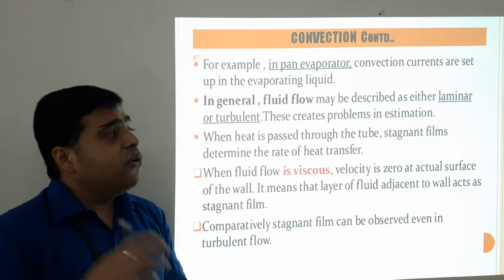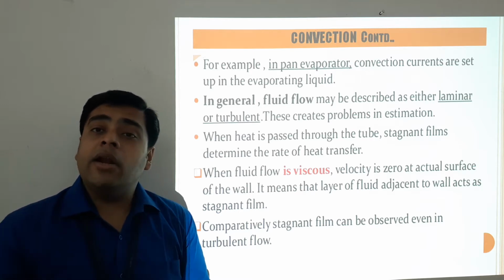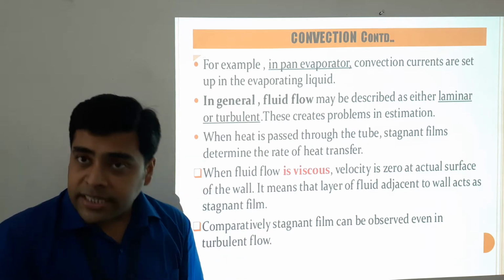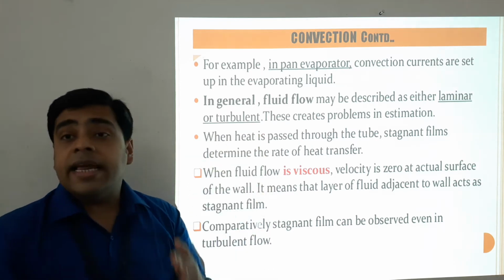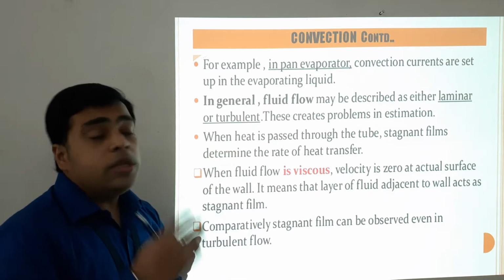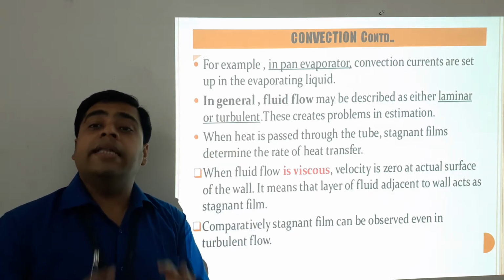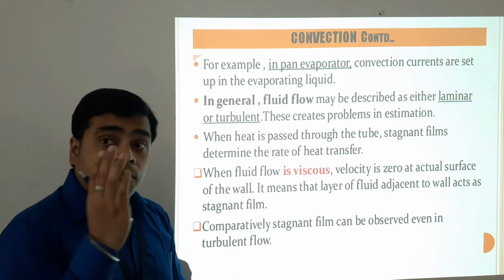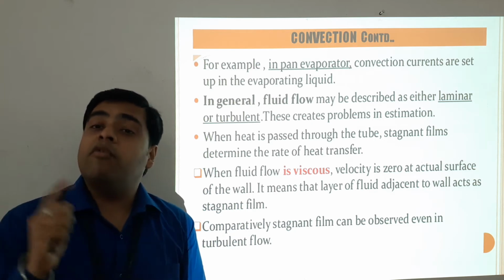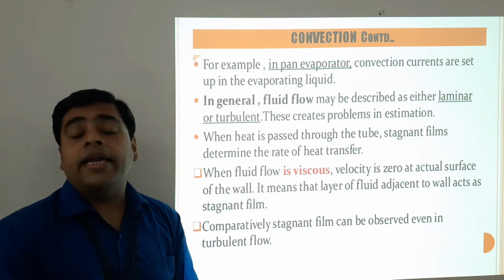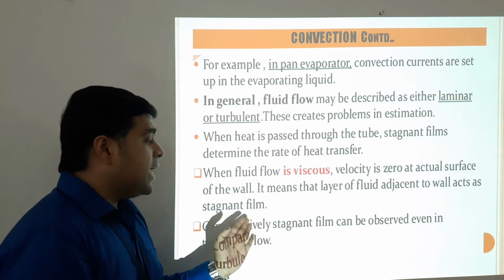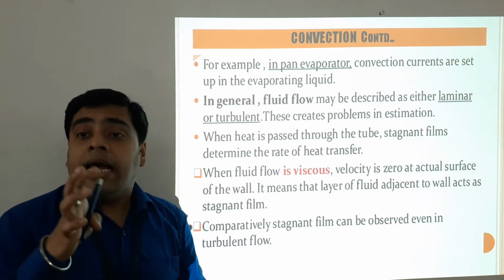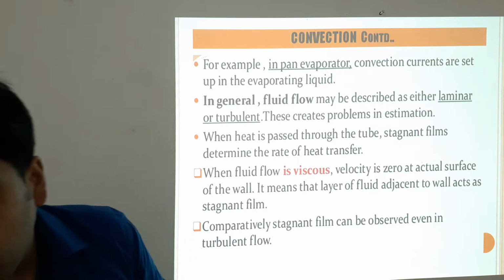In general, fluid flow may be described as either laminar or turbulent, as you have already known from the previous lectures of the flow of fluids chapter, and this creates problems in estimation. Now when heat is passed through the tube, the stagnant films determine the rate of heat transfer, and when the fluid flow is viscous, velocity is zero at the actual surface of the wall. It means that the layer of the fluid adjacent to the wall acts as a stagnant film, and a comparatively stagnant film can be observed even in some turbulent flow as well.